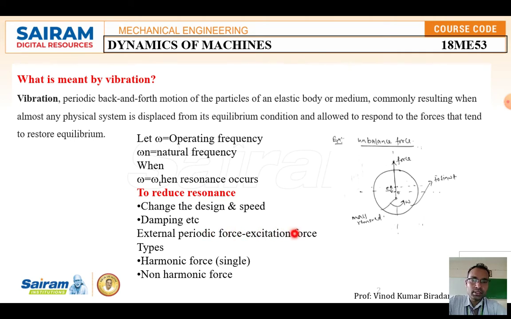Remember, the excitation force is nothing but the external force. Again there are two types of excitation force: harmonic force and non-harmonic force. Harmonic force is subject to a single force. If you are using sin and cos in the term of force, then that is called a harmonic force.